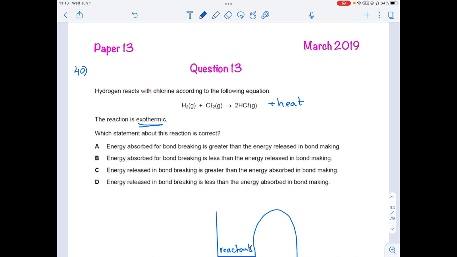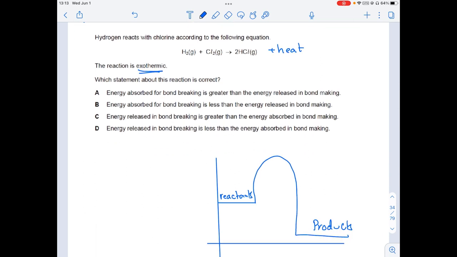Which statement is correct? We know that this is a graph for an exothermic reaction, so we can see that a very small amount of energy is gained and a larger amount of energy is released in an exothermic reaction. So according to the first option, energy absorbed is greater than the energy released. No, it should be the other way. Energy released should be greater than the energy absorbed. So the first option is going to be wrong.